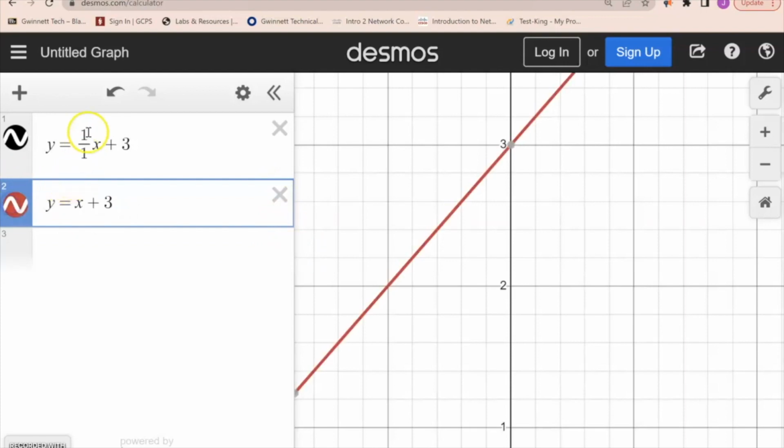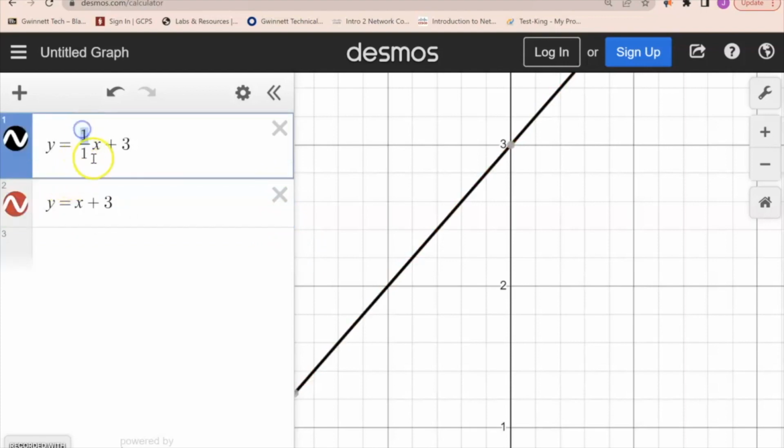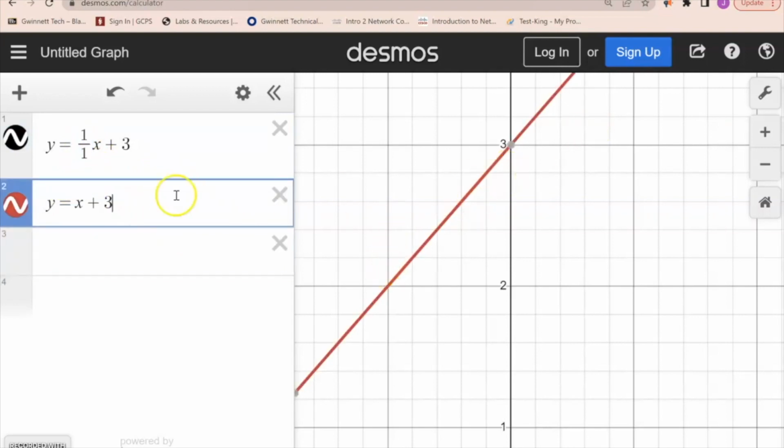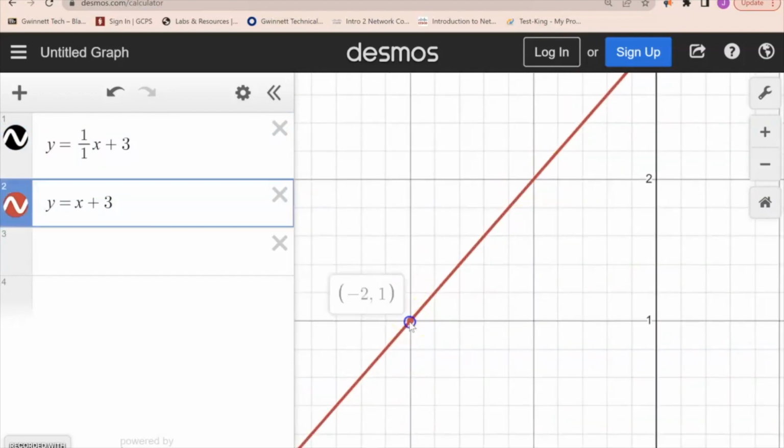The only reason I write this 1 over 1 is because I want to tell myself rise 1, run 1. But if you're using the calculator, it's just right there. Find what? 2 corners. So here's a corner, and here's another corner right here. It's at -1, 2.